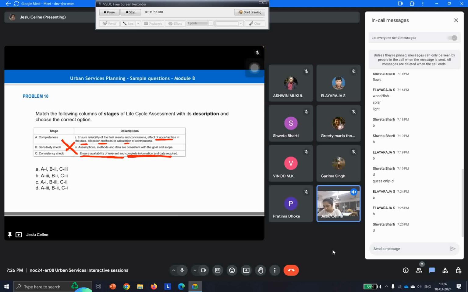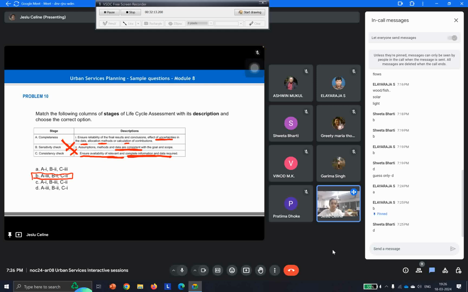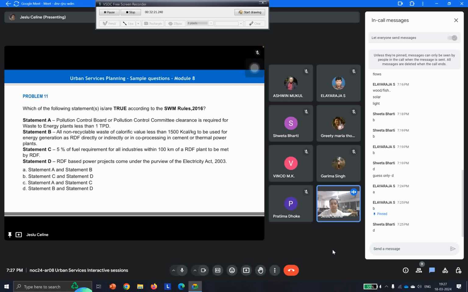And finally, consistency. So assumptions, methods, and data, we ensure that they are consistent with the goal and scope of the analysis. So that works out to option B, A3, B1, and C2. Yes, so Raja has already put that in the chat box. Very good. Thank you. Okay, so let's proceed on to the next question.